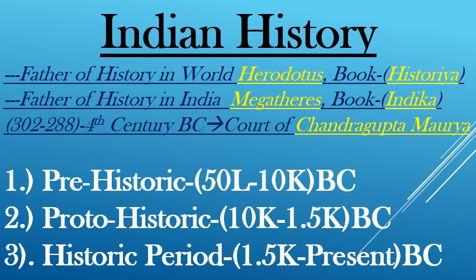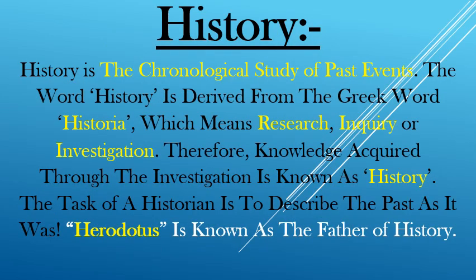If you talk about the classification of history, we all study Indian history in three parts: prehistoric time, 50 lakhs to 10,000 BC; protohistoric time, 10,000 to 1500 BC; and the historic period, 1500 BC to present, the time when the Vedic period begins. The historic period is the one in which written records are available.